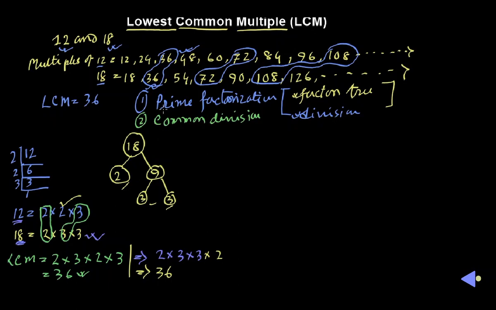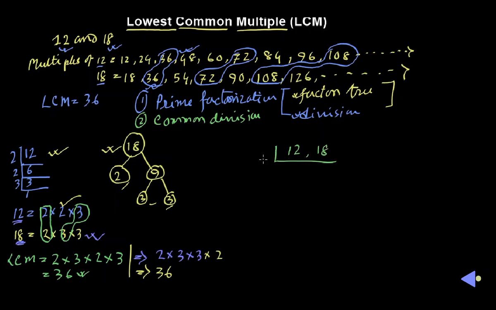Next comes the next method, that means the common division method. Before going there, you see, with the prime factorization, division and factors, we have found out the LCM. That is the simplest method. Now in case of the common division method, we have to take both the values and divide them on a common platform. That means in a single operation.